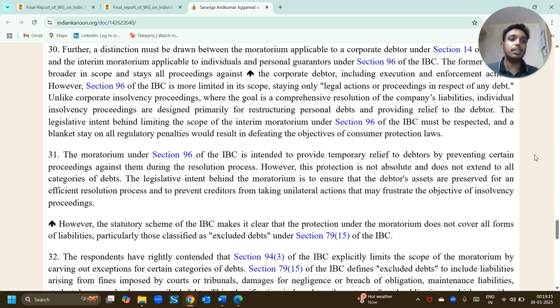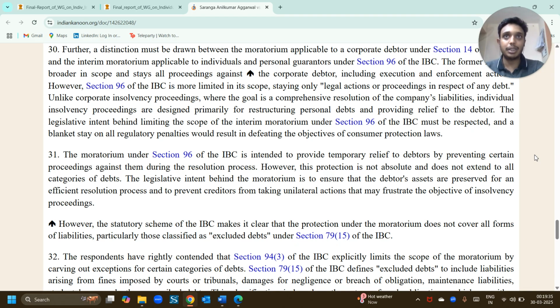However, as we have seen in the past with other bankruptcy legislations as well, what might end up happening is that these individuals will end up misusing these provisions and shield under the moratorium to avoid all their other liabilities, right? So in this case, it is under the Consumer Protection Act, the penalty which is payable, right?